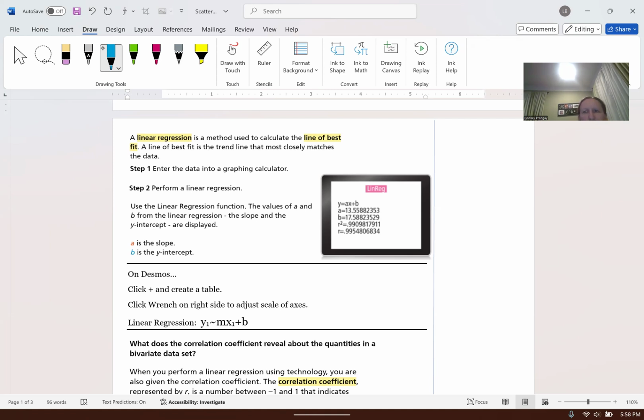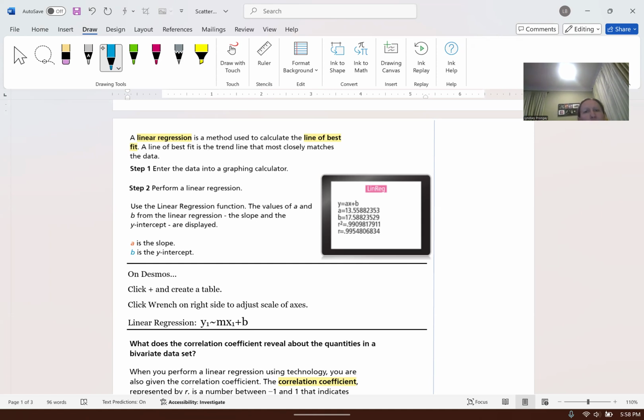So we're saying we have some data. We believe the data is kind of modeling in a linear fashion. So we are going to tell our calculator or whatever other technology we are using to figure out what a good line would be to model that data.